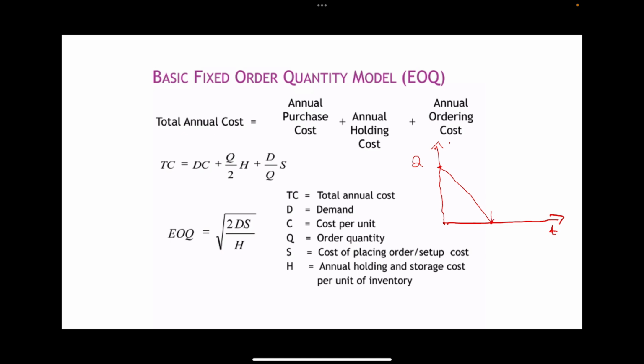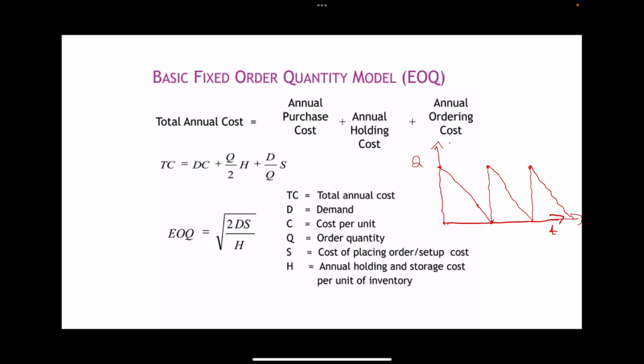At this point, you will make an order, so it gets immediately replenished. That is, we are assuming like that. Actually, we need to order at this point, then only it will arrive at this point. So just assume that it gets replenished immediately. So we have a quantity Q at this point, then the quantity gets reduced at a fixed rate, then you replenish it, then it goes like this. So this is our model.